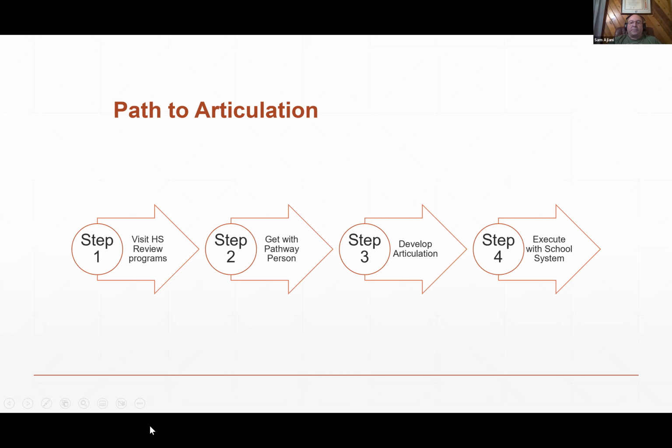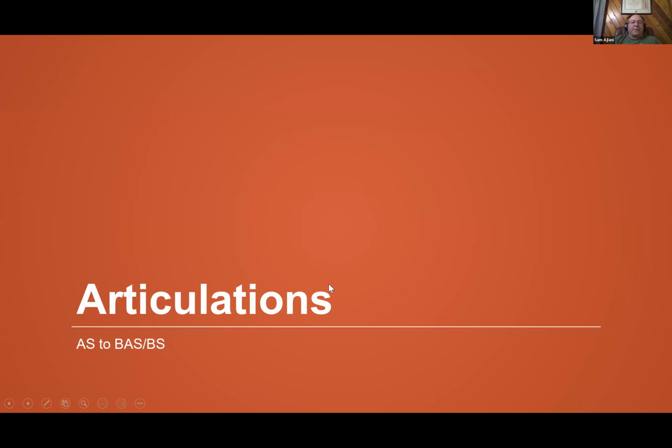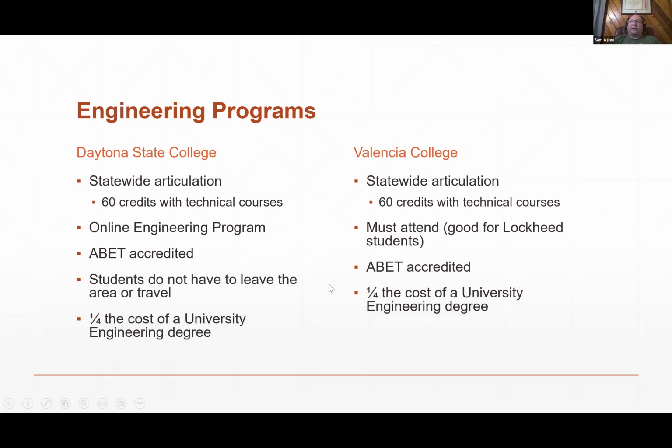That's what it is. And then we also, don't forget, there are already-in-place articulations to the BAS. And you say, well, why are you even talking about that? Because in your local articulation, when the students come in, you need to tell them, hey, it doesn't stop here. If you finish this program, you can go to Daytona State, Valencia College, also FAMU is developing articulations. I'll show you here in a minute.